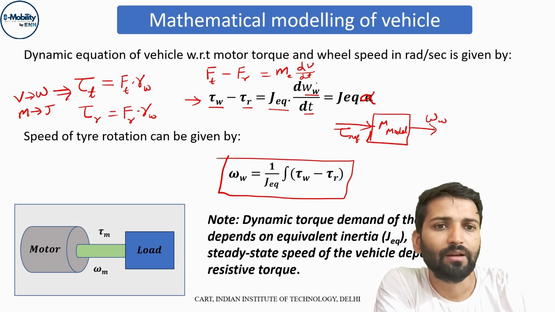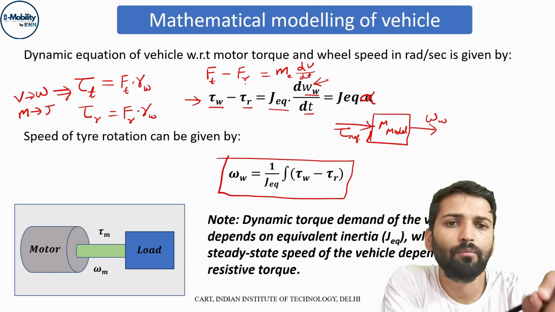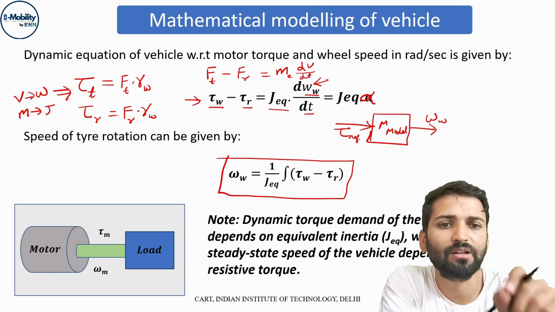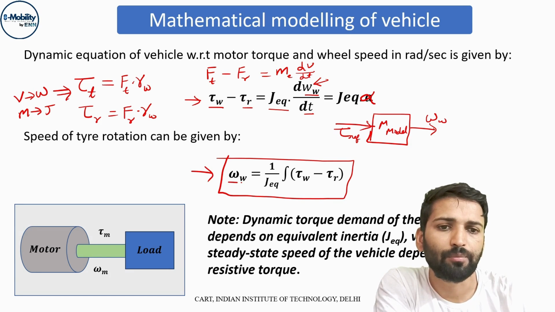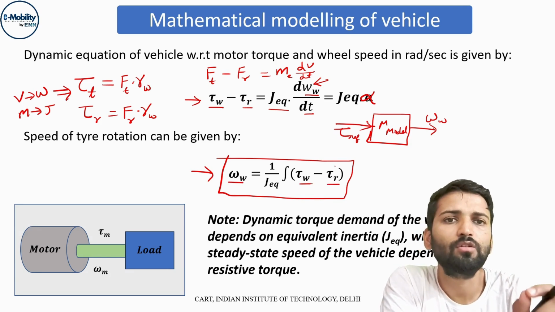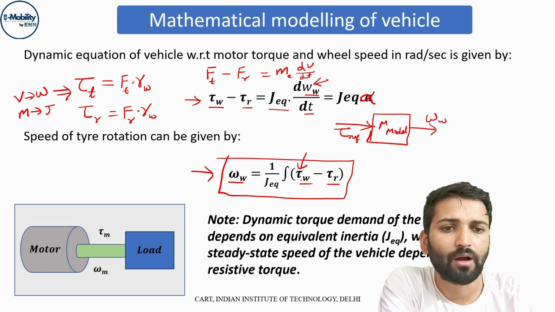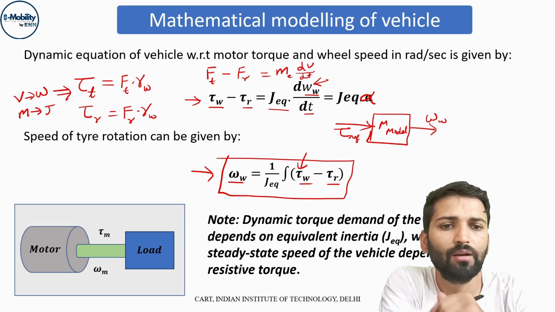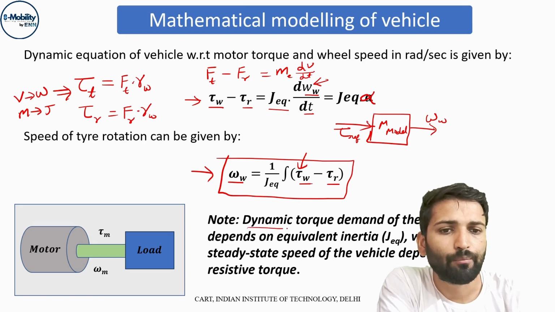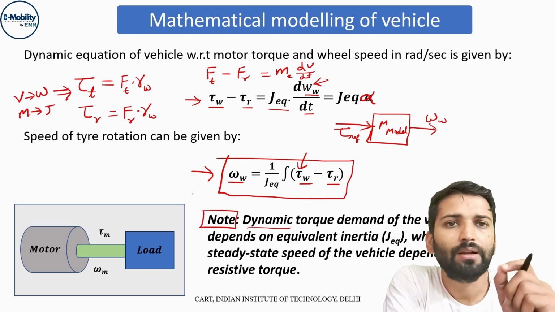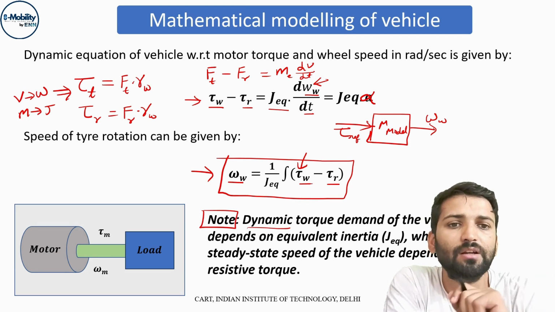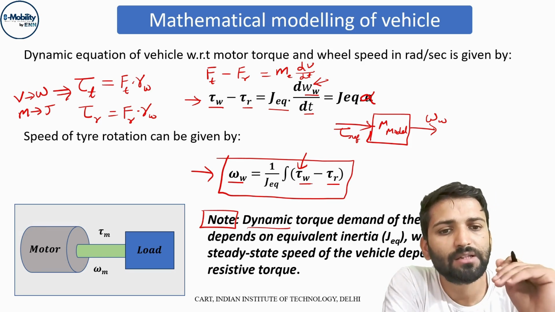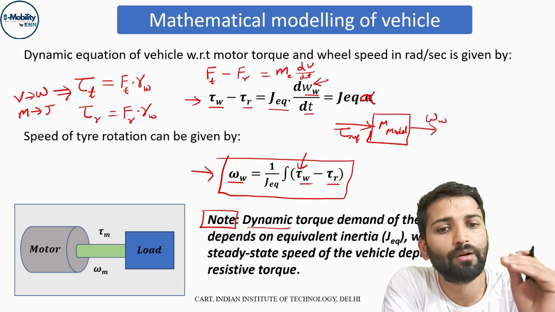Here we can see that speed is given by d by dt. If I do some juggling of this expression, we end up with this expression. The output is speed, and I can use the torque as an input, which is tau w, the wheel torque. One important thing I have noted here: the dynamic torque demand of the vehicle depends on the equivalent inertia, J equivalent, while the steady state performance, or the steady state speed of the vehicle, depends on the resistive torque.